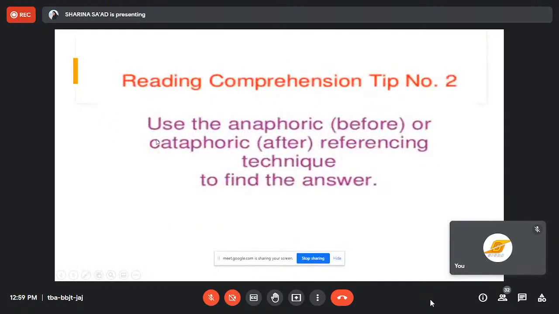Tip number 2: use anaphoric and cataphoric reference. Maybe this is the first time you are hearing these terms. You actually learned this when you did your ELC 1-to-1. I don't know whether your lecturer mentioned these terms. There will be questions, for example, "he" in paragraph 2 refers to, "he, she" in line 22 refers to, "that" in paragraph 3, line 43 refers to. For this referencing technique, you have to use anaphoric and cataphoric. Anaphoric means you have to read before. Cataphoric means you have to read after.